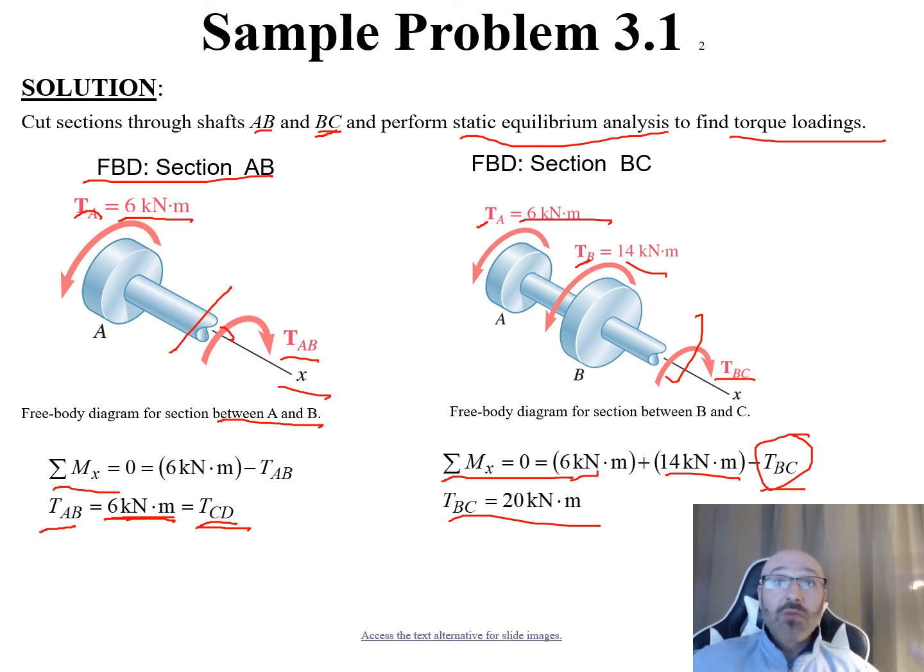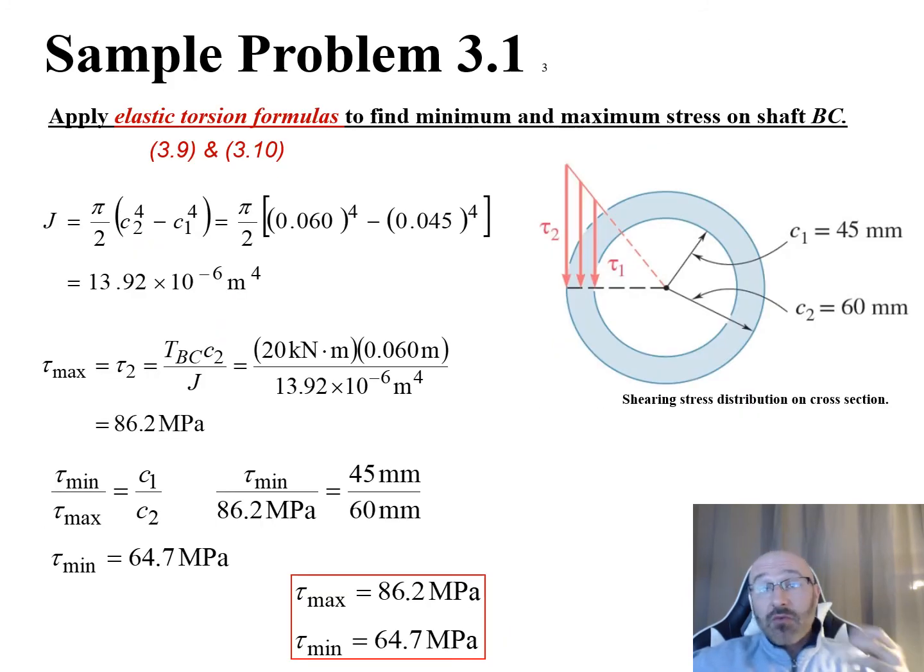And this is all from doing our static equilibrium analysis of the free body diagram for both sections AB and BC. So now at this point in the problem, I really like to reference back to that setup page and make sure I understand exactly what they've asked me to solve for and that I'm staying on track. We go back and realize we're looking for the maximum and minimum shear stresses in shaft BC. That's what they asked us to solve for in part A. So we're not there yet.